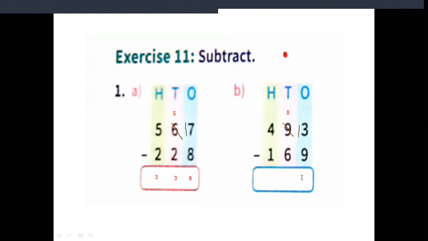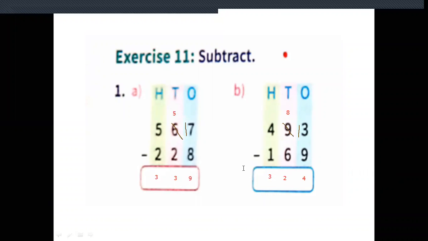Okay. Now you subtract 13 minus 9. 13 in your mind, 9 on your finger. Before 13: 12, 11, 10, 9, 8, 7, 6, 5, 4. So 4 here. 8 minus 6. 8 in your mind, 6 on your finger. Before 8: 7, 6, 5, 4, 3, 2. So you are writing 2 here. 4 minus 1. 4 in your mind, 1 on the finger. Before 4: 3. So the answer is 324. 493 minus 169 is nothing but 324.